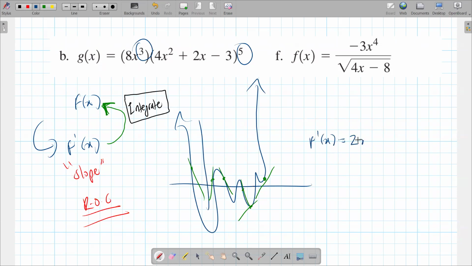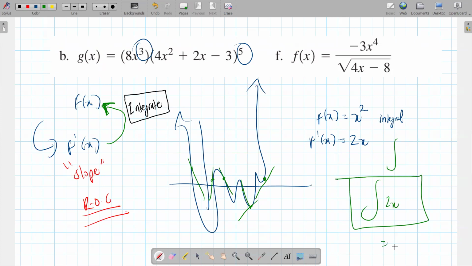F prime of x is 2x. So there's a function, f of x. When we took its derivative, we got 2x. Now, what is f of x? This one is simple. This one is going to be x squared. Because when you take the derivative of x squared, you get 2x. This is called the integral. The symbol for this kind of looks like this. So here we would write it as 2x, like that. And the answer to this would be x squared.